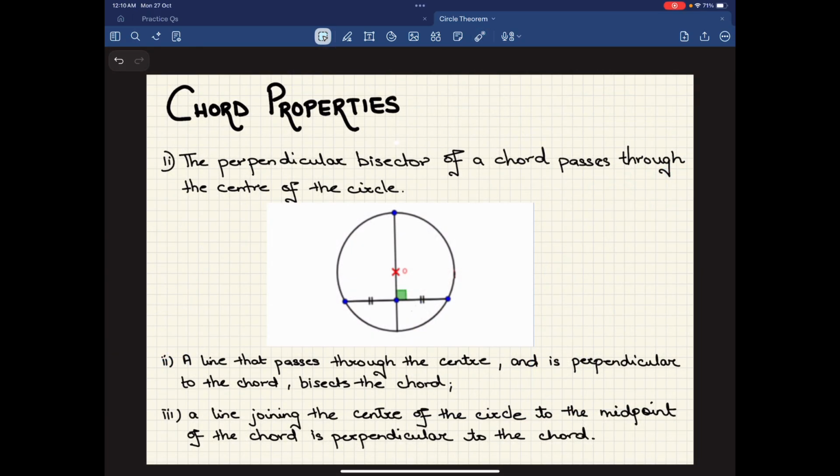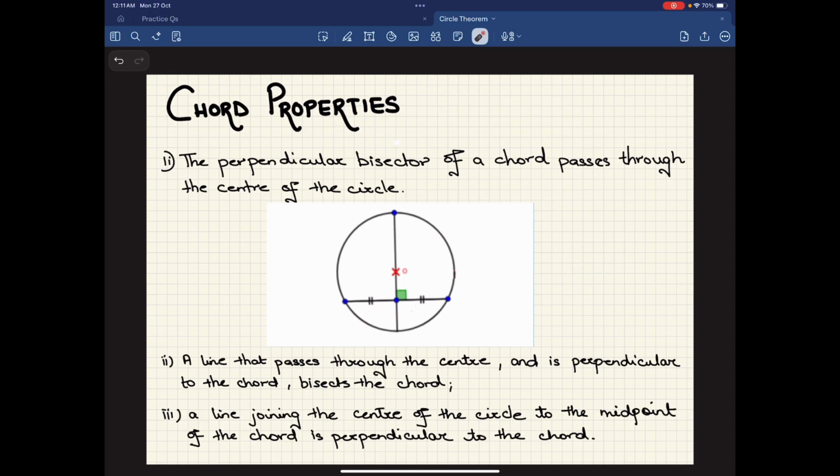On to chord properties. The perpendicular bisector of a chord passes through the center of the circle. Before we get into the details of this theorem or property, let's understand what a perpendicular bisector is. Even before that, let's understand what a perpendicular line is. Two lines that intersect at 90 degrees are called perpendicular. So what is a perpendicular line? A line which intersects or meets the other line at 90 degrees.